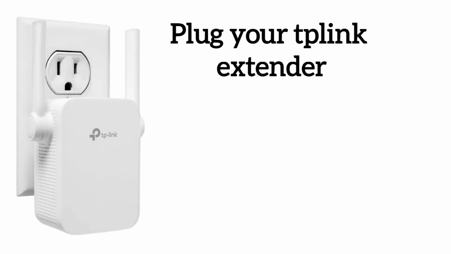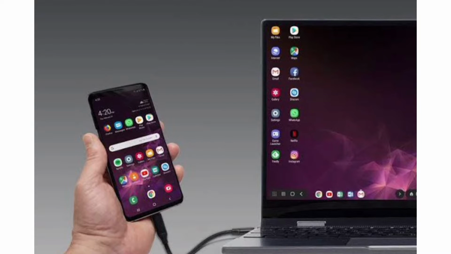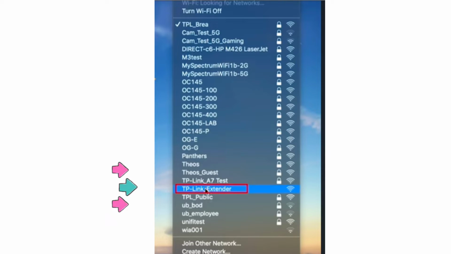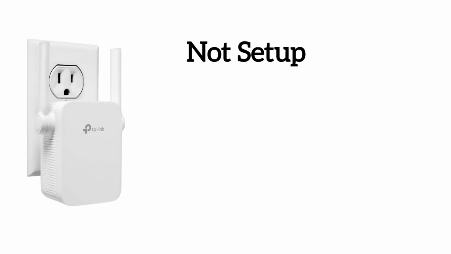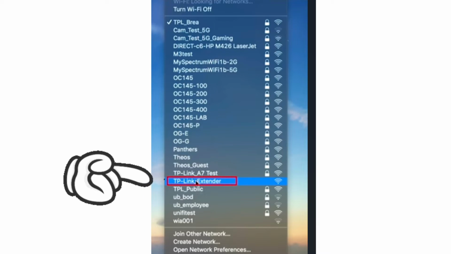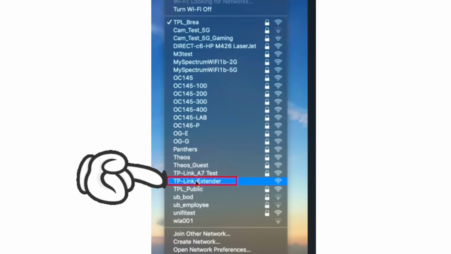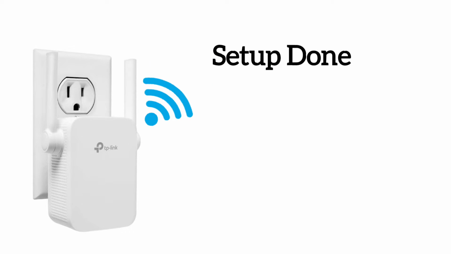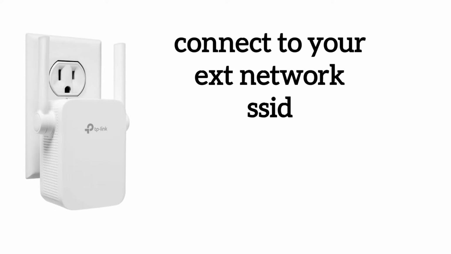To start with, first plug the extender into a power source and wait for its power LED to turn stable. Now use your phone or computer, go to your WiFi list, and connect to the TP-Link Extender SSID. If the extender is not set up yet, the SSID will come up as TP-Link-Extender. In case you have already set up the extender, then the SSID has an ext suffix after your home network name, or maybe some other name if you have customized it during the setup.